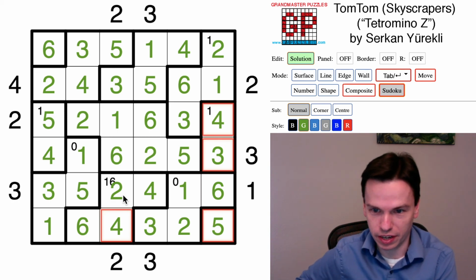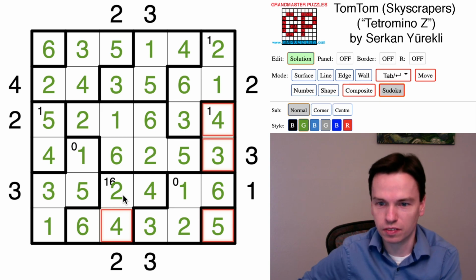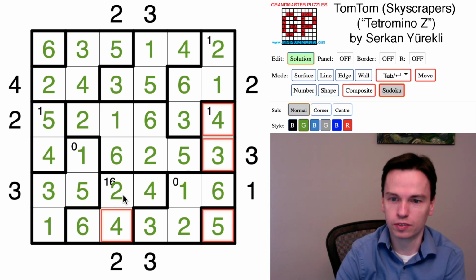It just took me a minute and a half or something like that to get, after placing the 5, to seeing where the 4 goes.